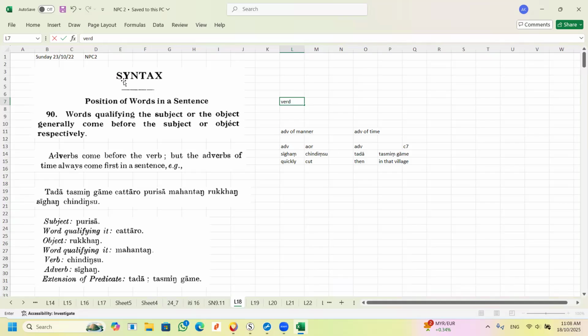So syntax means the position of the word in sentences. Words can be a noun, a verb, an adverb, an adjective. All these generally have a certain position. In English we don't follow it very strictly, but in Pali, most of the time you also have a certain position, but a lot of the time it doesn't have to be in that position. So if we take here adverb, this is Pali.